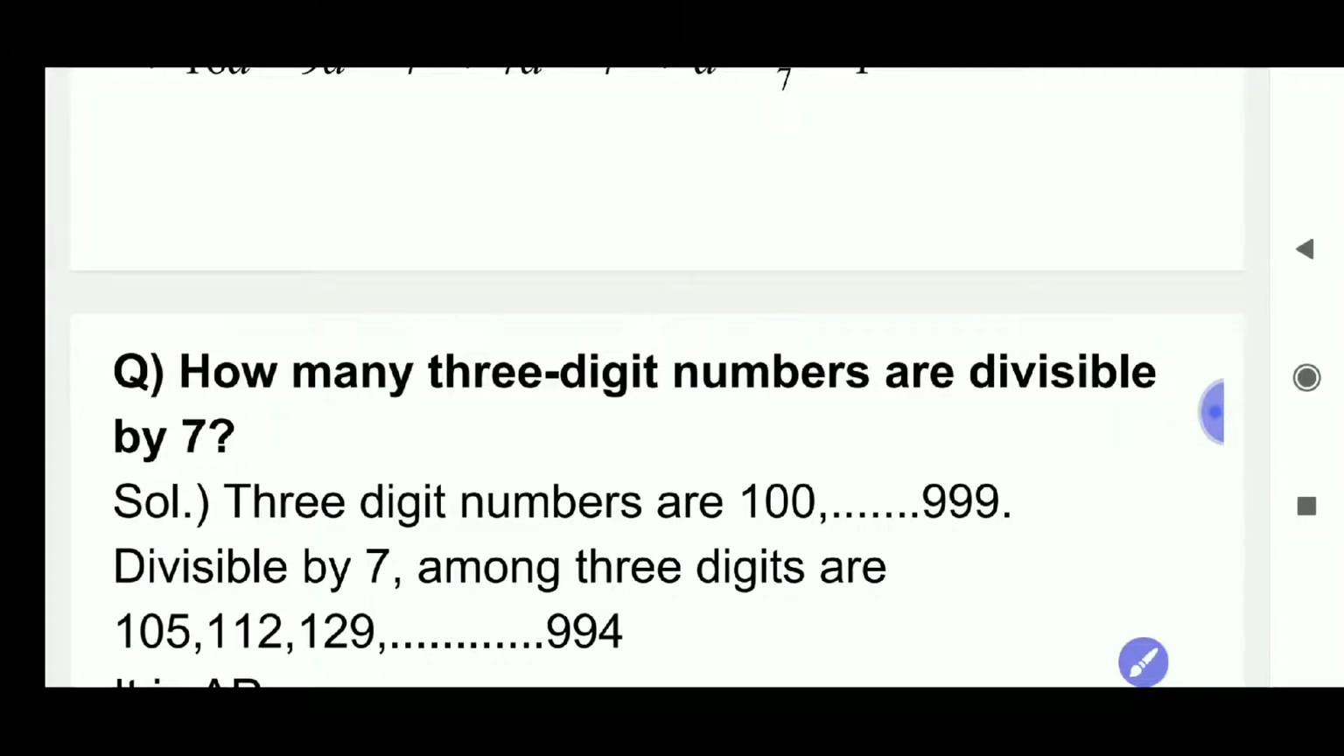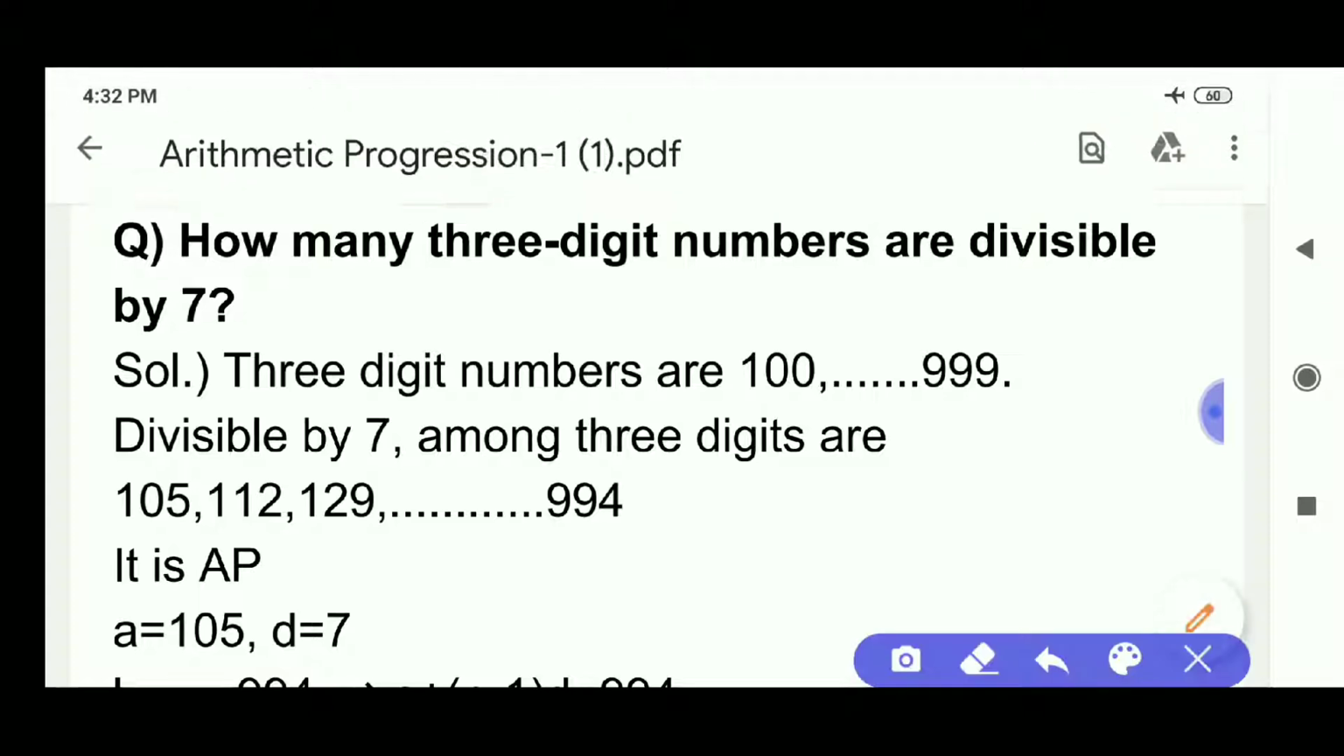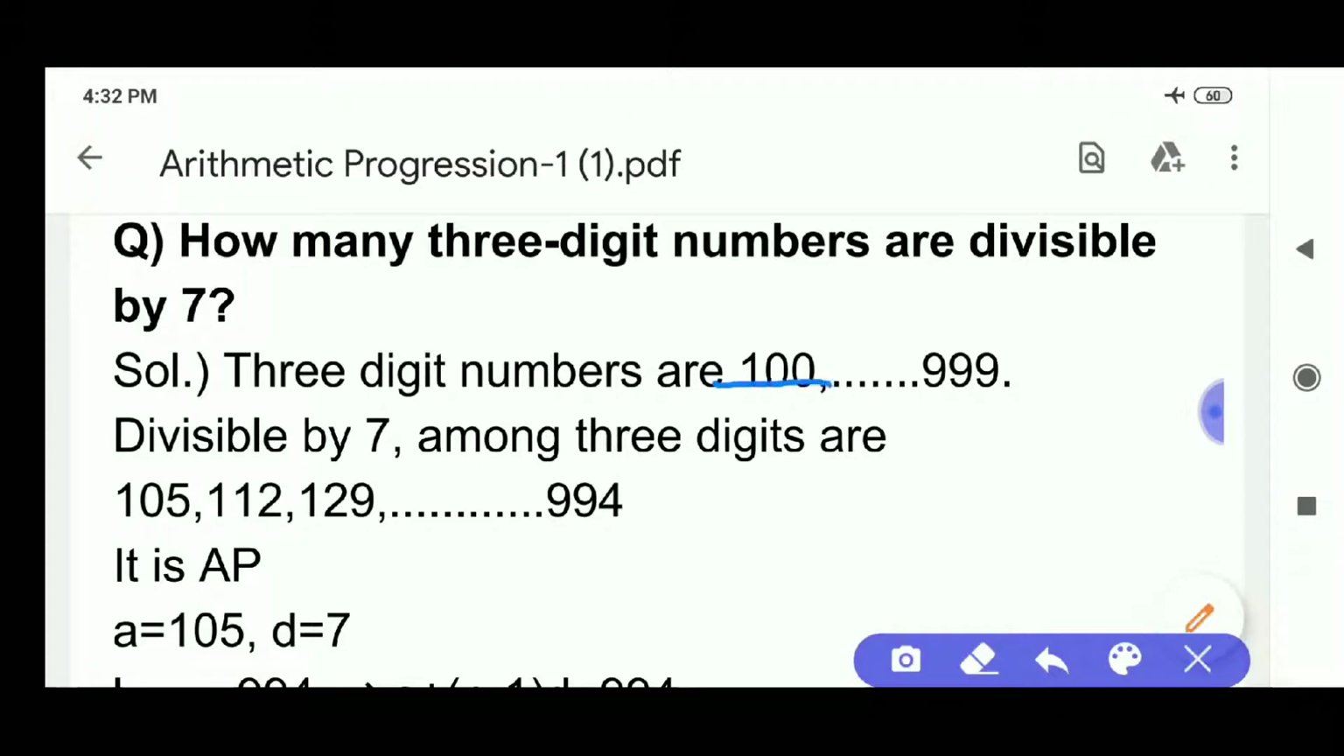How many 3-digit numbers are divisible by 7? Do you know the 3-digit numbers? Yes, you know. The first 3-digit number is 100. The last 3-digit number is 999. Now here the question is divisible by 7. Observe carefully. You know the 7th table. By trial and error you can find the numbers. The first one is 105. The next one is 112. Next 129.